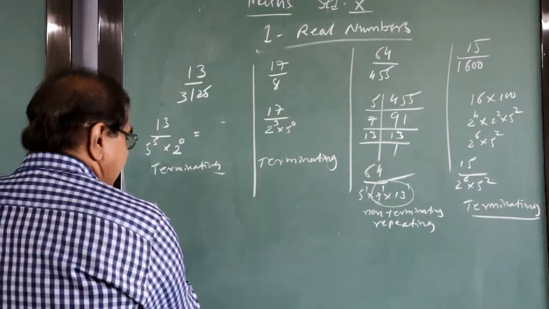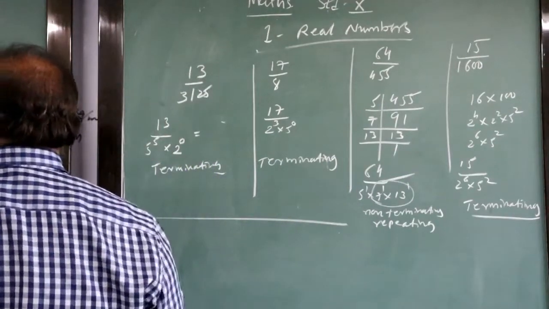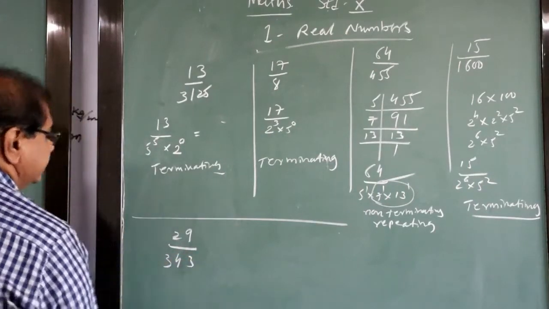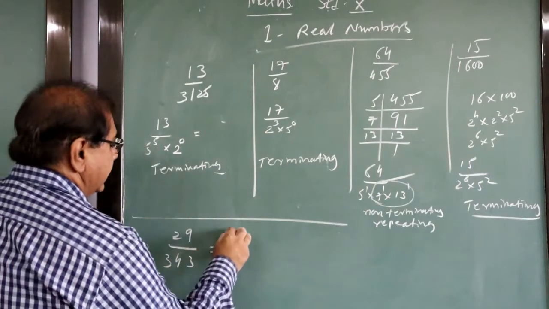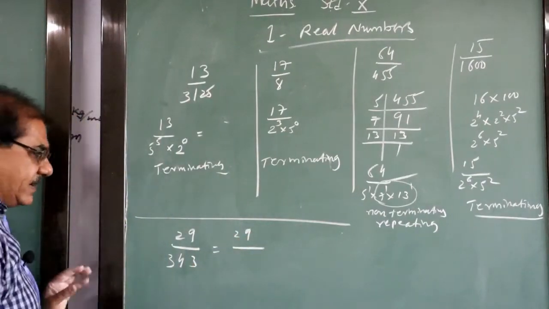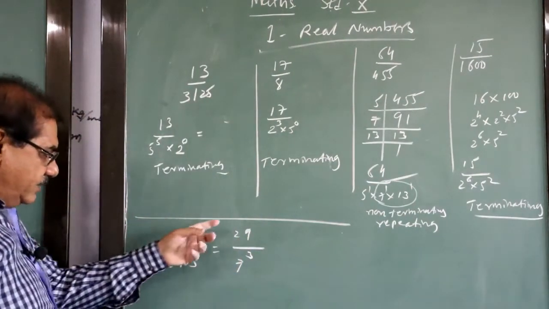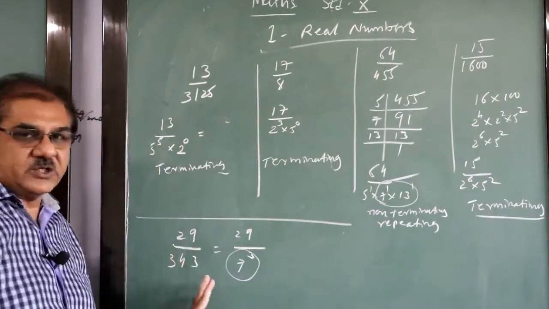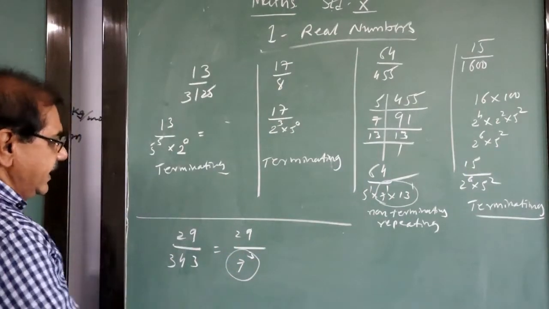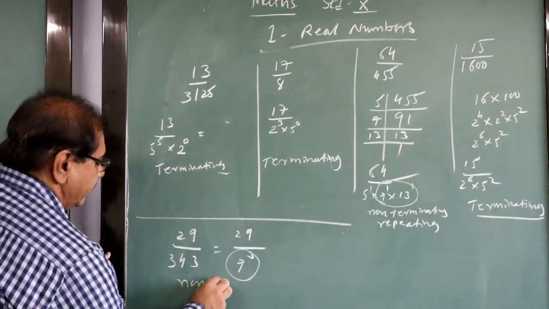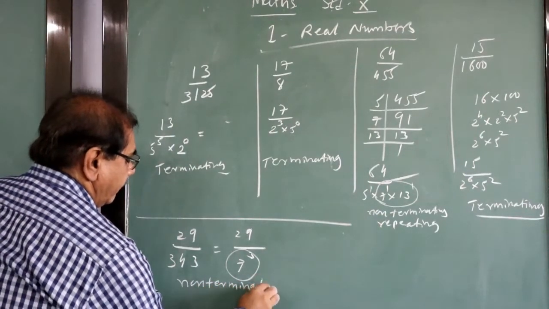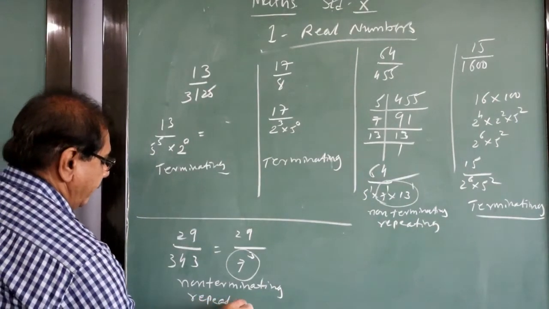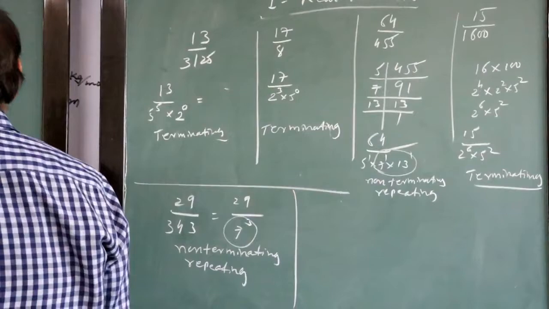We take one more. Suppose it is 29 upon 343. 29 is a prime number and 343, we know, is 7 cube. So now it is p upon q form, and q does not have the form of 2 raised to n into 5 raised to m. So this will be non-terminating and repeating.